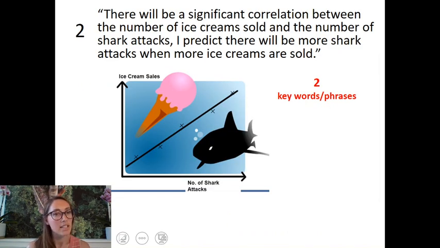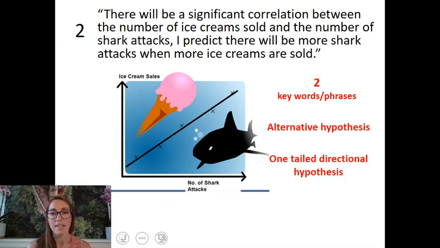So here's your second question, or clue. There will be a significant correlation between the number of ice cream sold and the number of shark attacks. I predict there will be more shark attacks when more ice creams are sold. So there are two key phrases or key terms linked to this clue. So feel free to pause the video, but if you could just write down which ones you think they are.